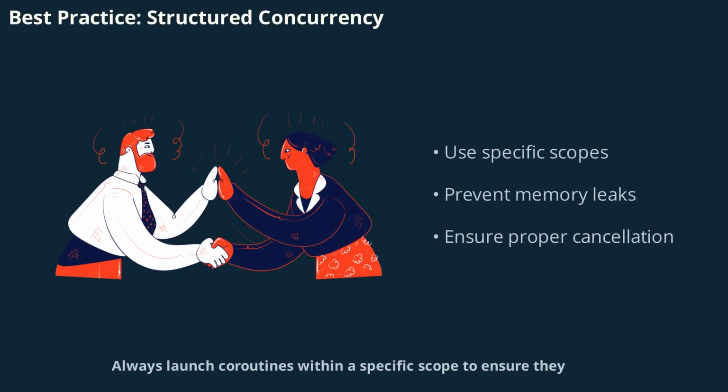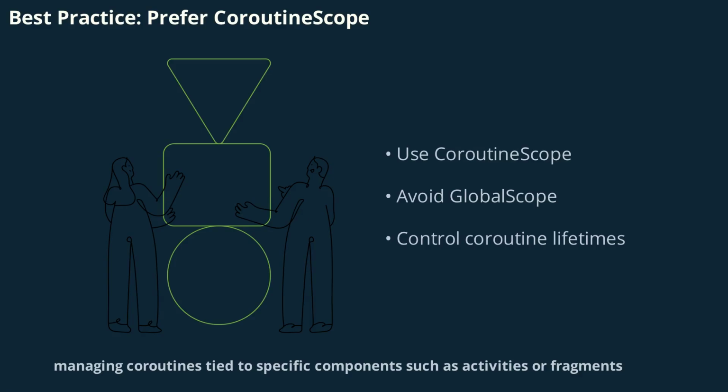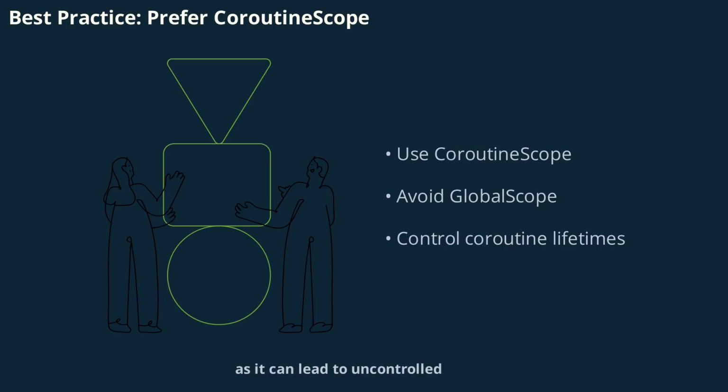Always launch coroutines within a specific scope to ensure they are tied to the lifecycle of the component that creates them. This approach, known as structured concurrency, helps prevent memory leaks and ensures proper cancellation of coroutines when they're no longer needed. It's recommended to use coroutine scope for managing coroutines tied to specific components, such as activities or fragments. Avoid using global scope unless absolutely necessary, as it can lead to uncontrolled coroutine lifetimes and potential resource issues.